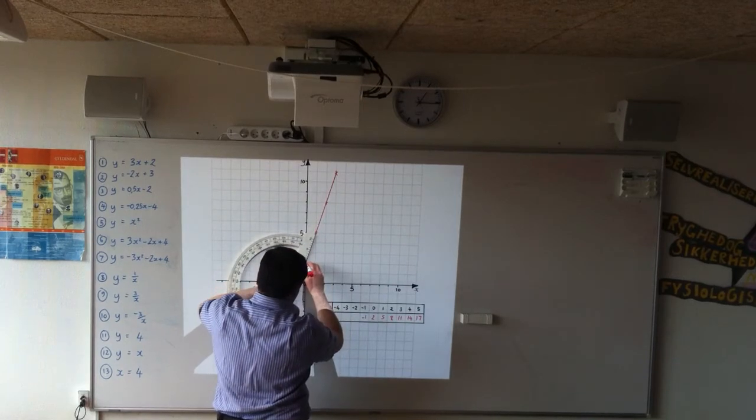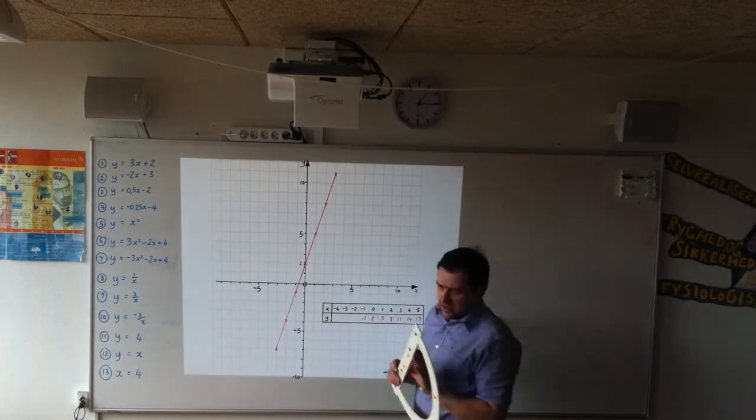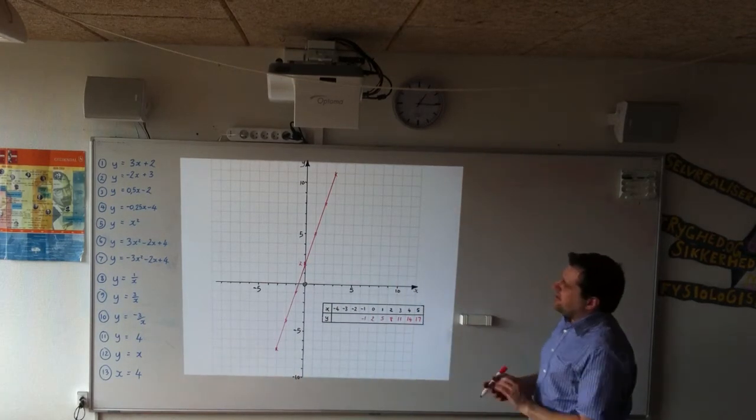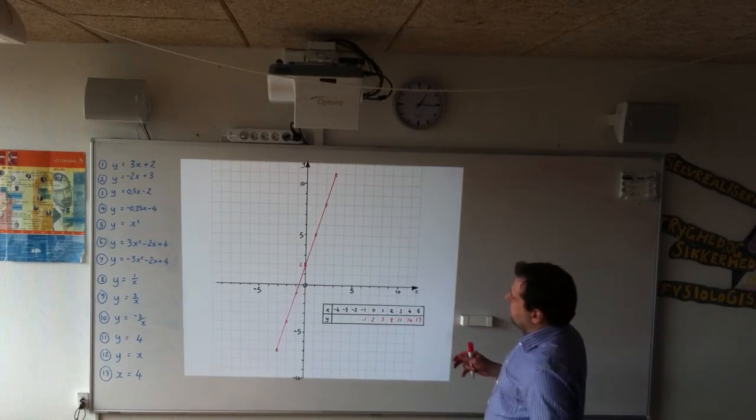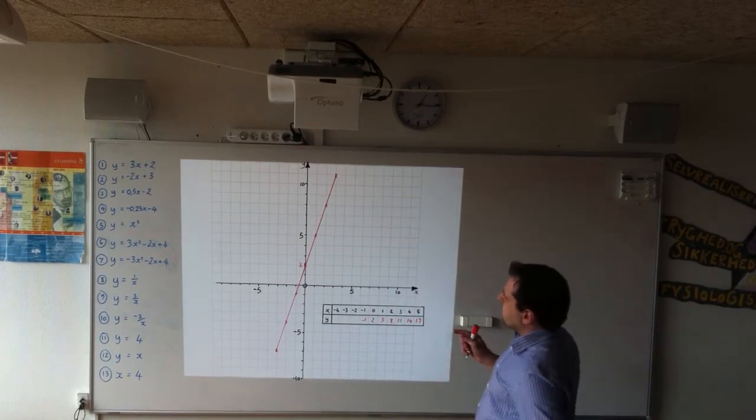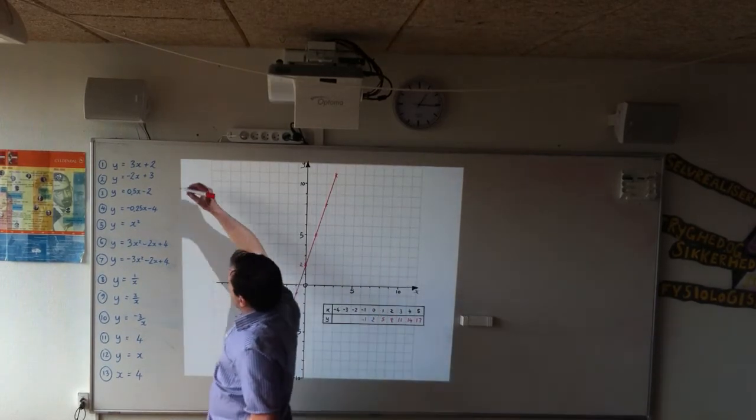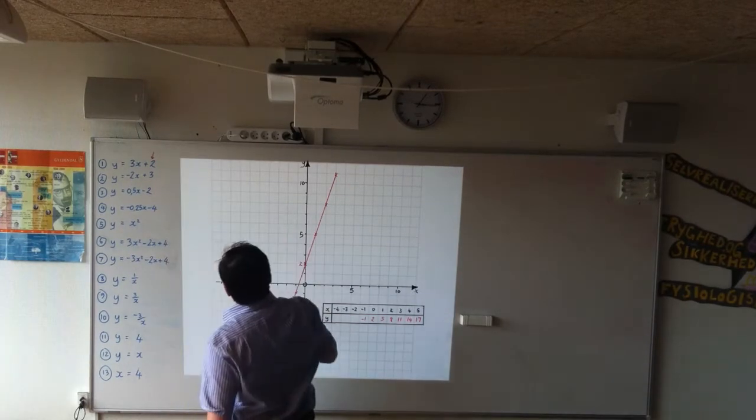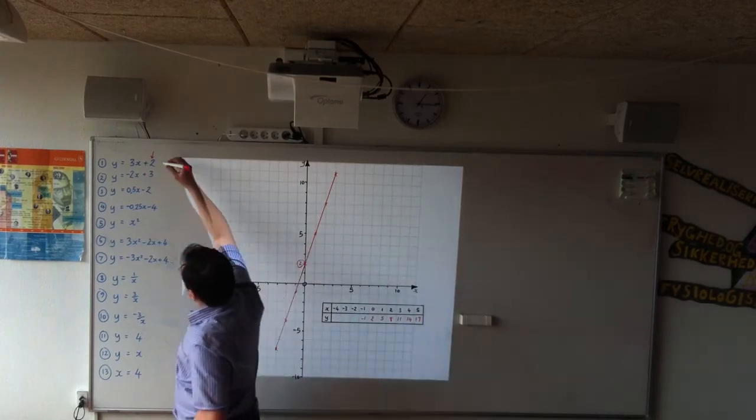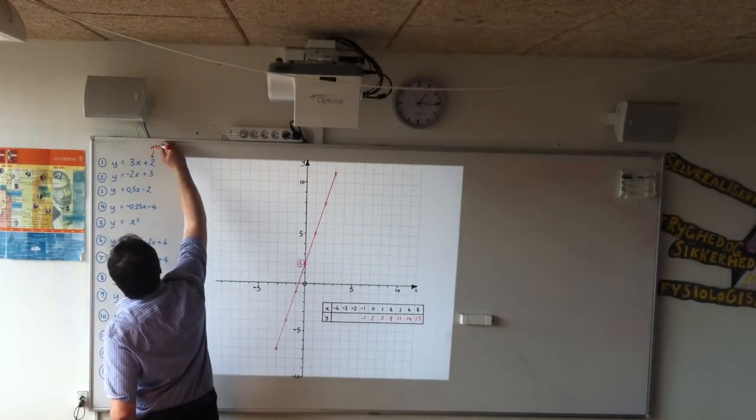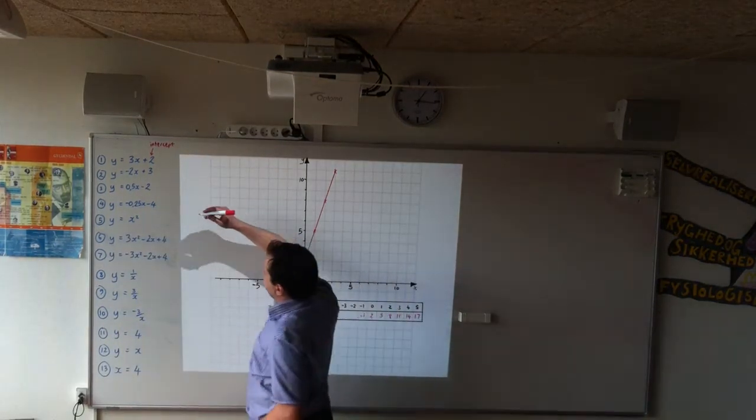Okay, so if we just do it by plotting points, it looks like that and it cuts at 2. But the thing about these first four is not to do it from a table of values, but to do it by recognizing the relationship between the elements of the equation and the graph. So it's got a plus 2 on the end, and that relates to the fact that it cuts at 2. So the plus number at the end is the intercept, where it cuts the axis.